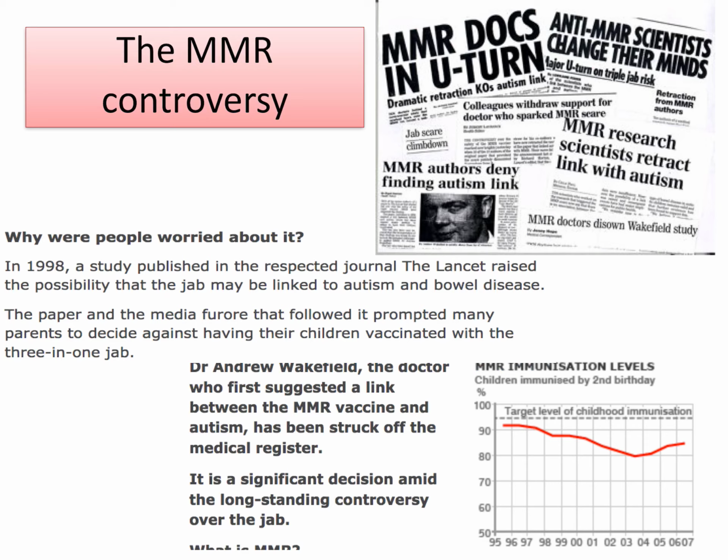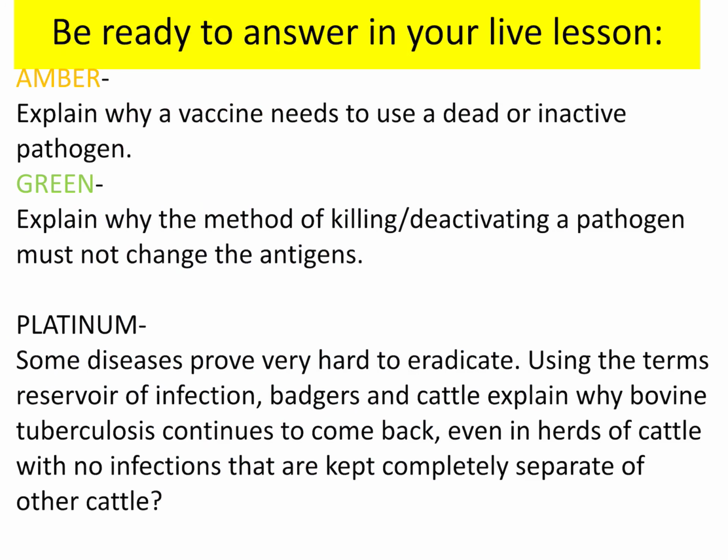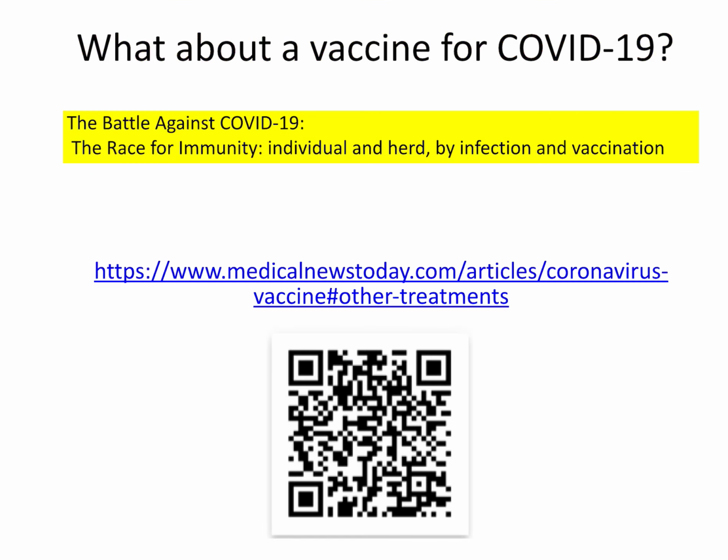A few things you can look into, the MMR controversies. This is linking with both vaccination and herd immunity. So this might be something that you look into ahead of your live lesson for discussions during your live lesson. Some more questions. I'd pause the video now and have a quick read through these. Particularly the platinum question is quite a hard challenge question, with some application looking at tuberculosis in cattle and badgers, thinking about different vectors there. This is something that I'll be discussing with my classes during the live lessons.